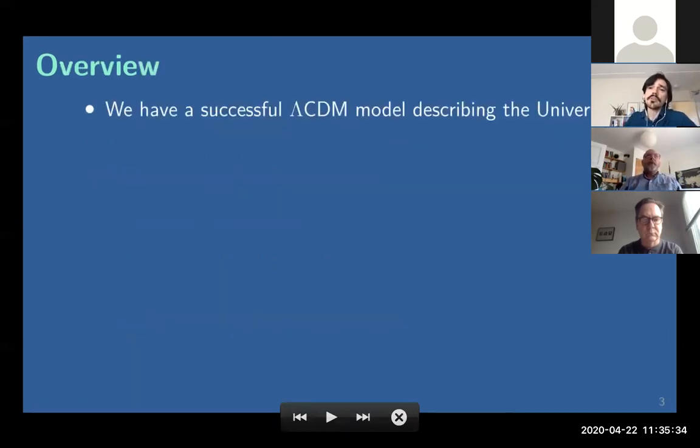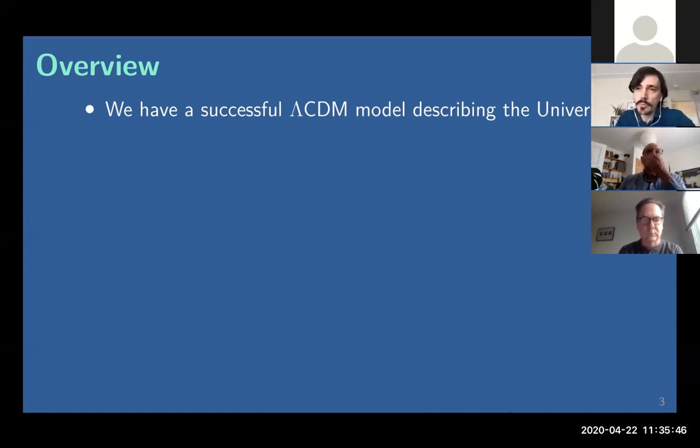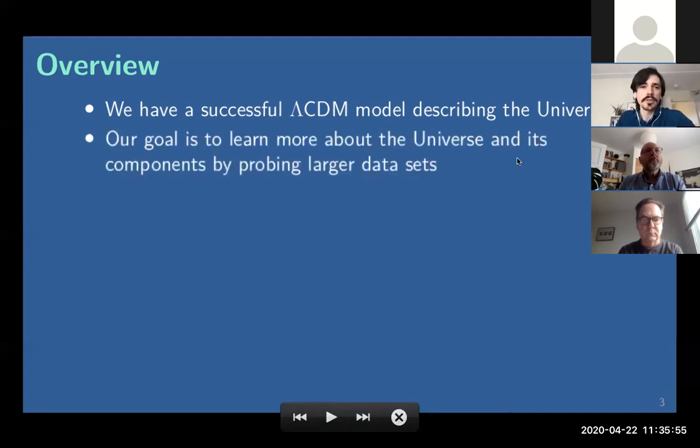To start off, we have this very successful ΛCDM model that is describing a lot of the phenomena in the universe, and it also has a lot of problems. It's highly successful in predicting and describing the universe, but not very successful in understanding it. So our goal, and our hope, is to learn more about the universe by probing larger data sets.